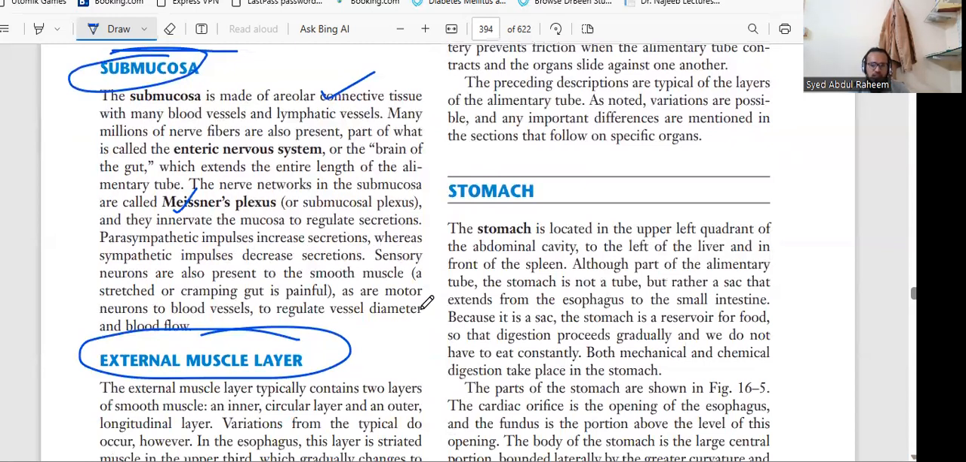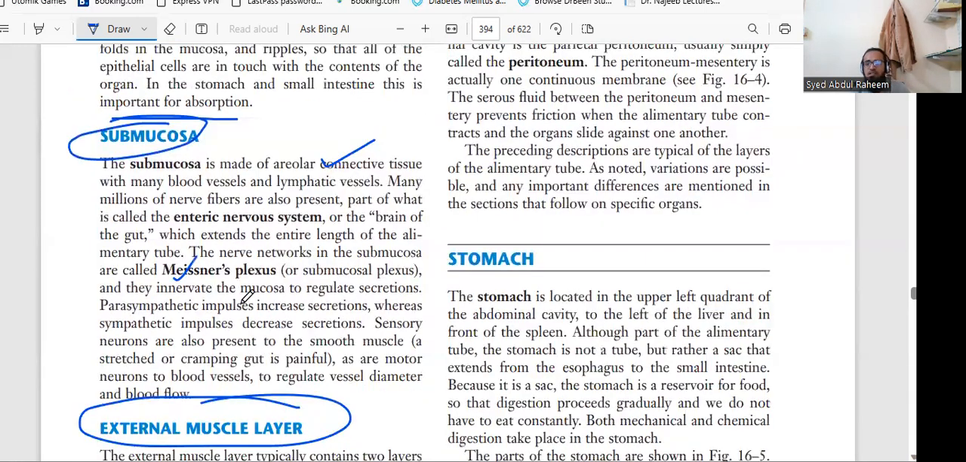Parasympathetic impulse increases secretions whereas sympathetic impulse decreases secretions. Sensory neurons are also present in the smooth muscle, and motor neurons go to blood vessels to regulate vessel diameter and blood flow. So basically, submucosa has three things: blood, lymph, and nerve. Because from that area, we get the nourishment, nutrients, oxygen, everything, and control of the brain. So that's the reason we call it the enteric nervous system, the brain of the gut.